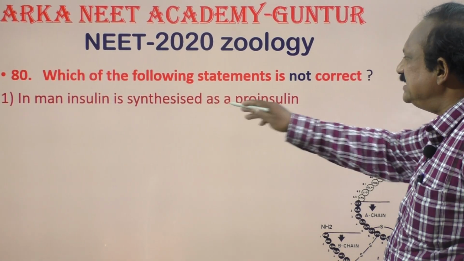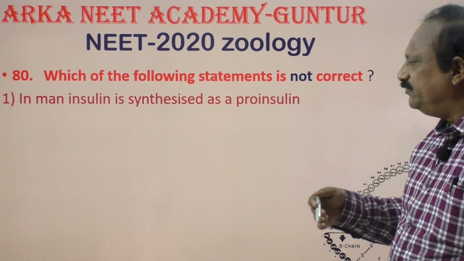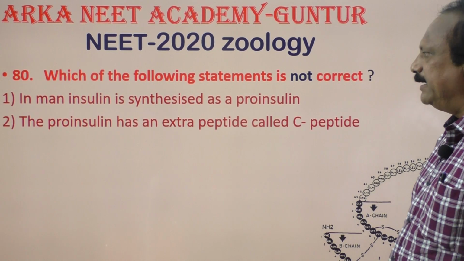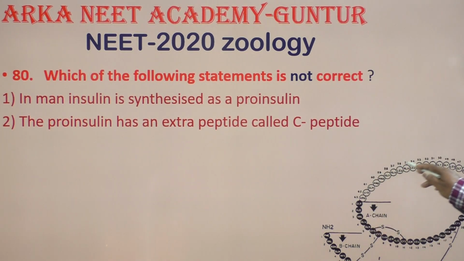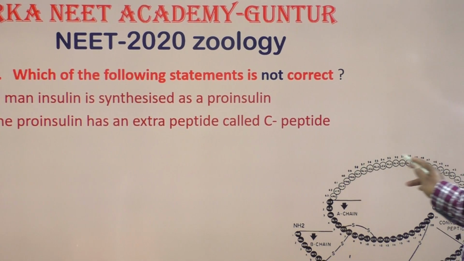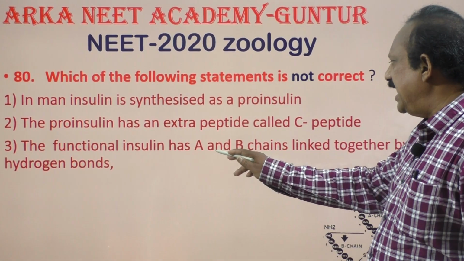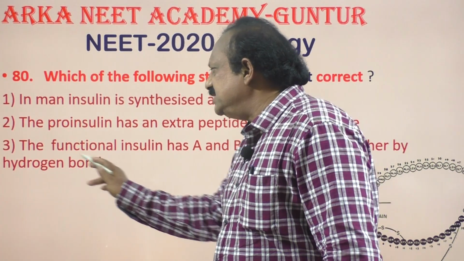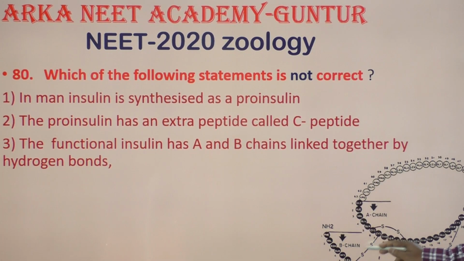In man, insulin is synthesized as proinsulin. It's correct. Initially, it is in the form of inactive and immature form. This is called proinsulin. This is a correct statement. The proinsulin has an extra peptide called C peptide. Look at this diagram. This one is the C peptide. Because of the C peptide, the proinsulin is non-functional. The functional insulin has A and B chains linked together by hydrogen bonds. This is wrong. Not hydrogen bonds, but disulfide bonds.